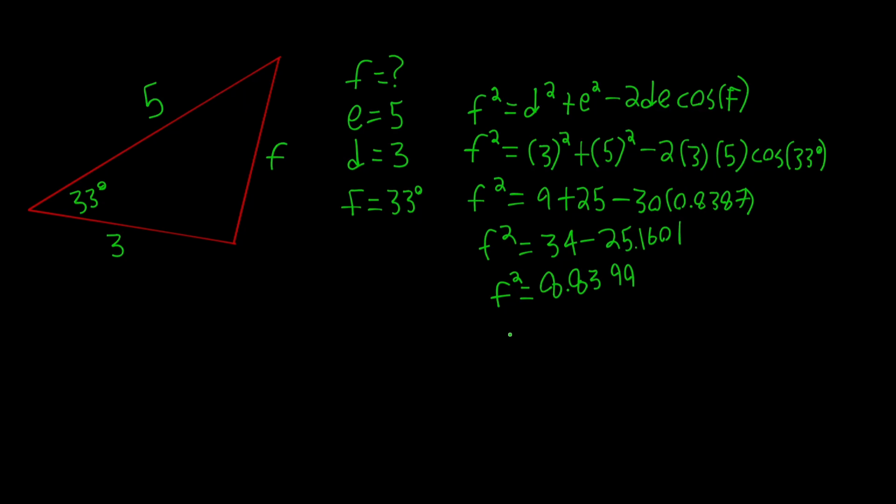To solve for f, we take the square root of both sides, and that's going to give me an f value of 2.97. So therefore, the unknown side of my triangle, side f, is equal to 2.97.